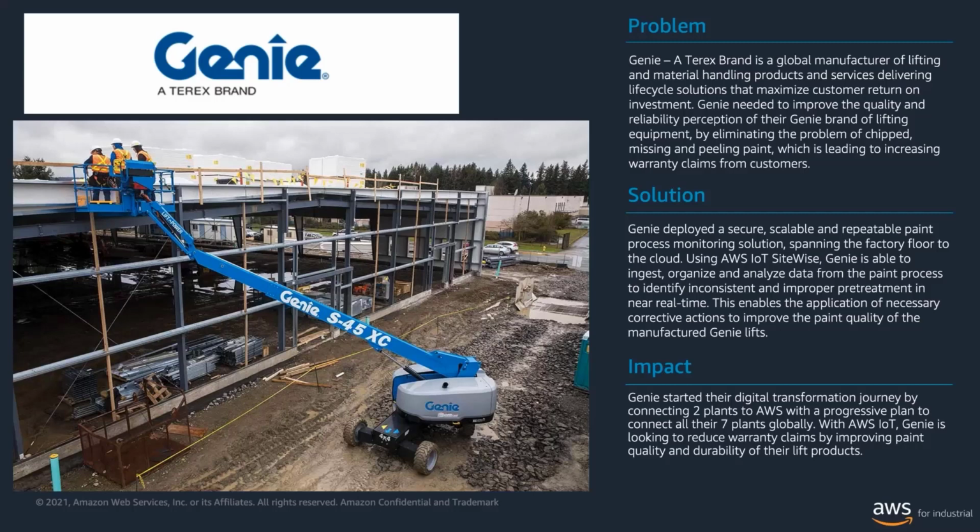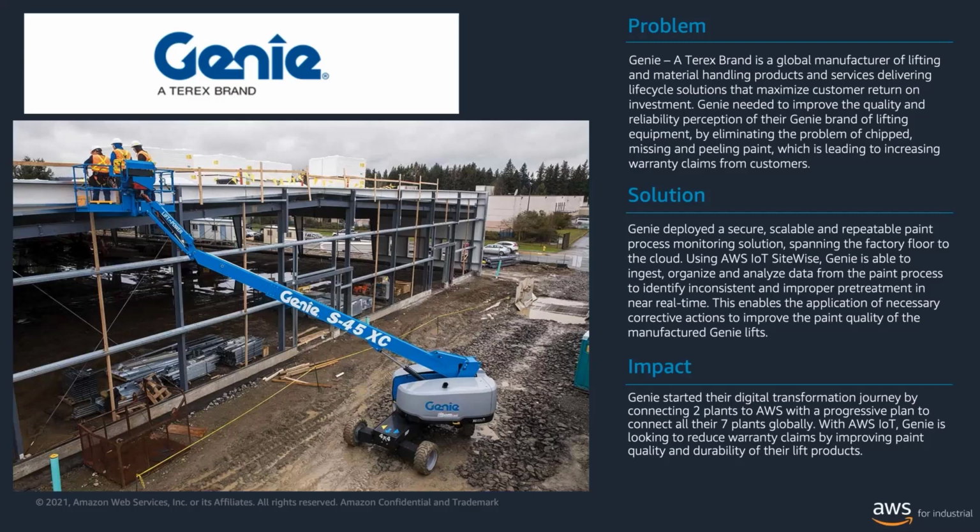What we did was we actually helped Genie implement a scalable, secure, and repeatable paint processing system. This spanned from the factory floor, i.e. the paint room, to the cloud. It used IoT SiteWise. And what it was able to do was ingest all that data, organize and analyze the data, and understand where inconsistent and improper pre-treatment was happening. This allowed corrective actions to occur before the product got painted. What that did was improve their paint quality from that standpoint.